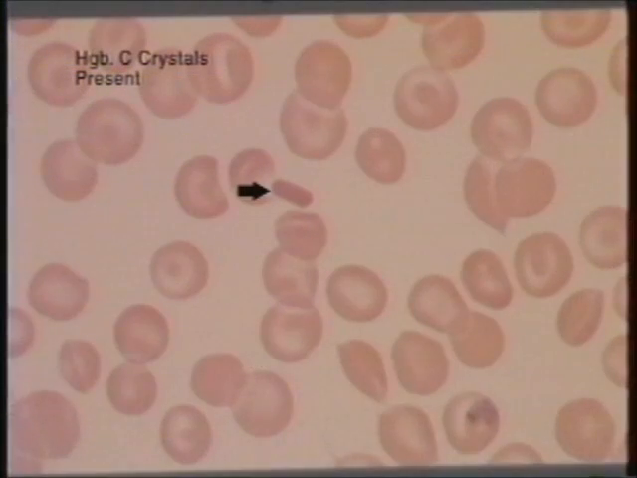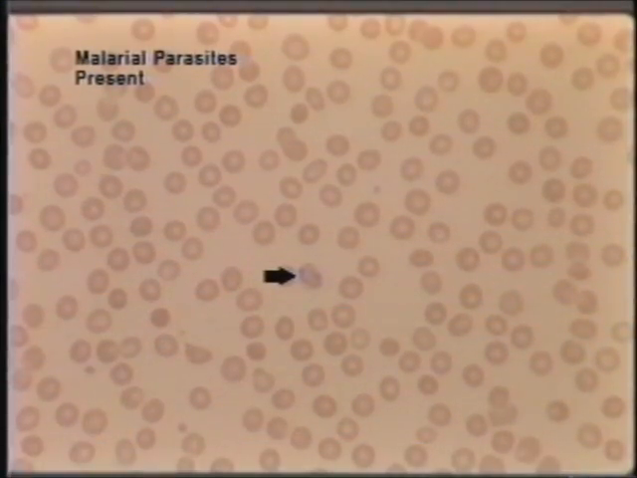But we can show you a good example of a hemoglobin C crystal. And this is really a fairly perfect one. You don't always find ones this perfect, but when you do see them, it is important to note that they are there. The same is true of malarial parasites. In the center of this field is a malarial parasite.